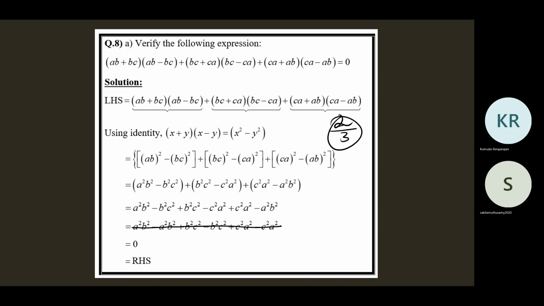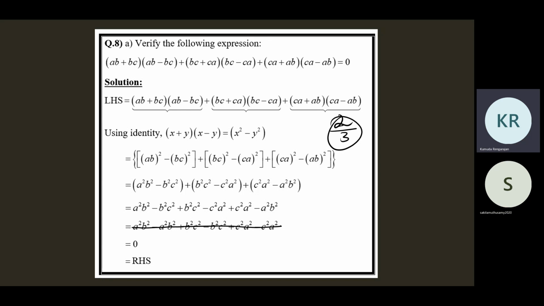No. One thing is you should not write the identity using A and B. That's important. I've told you this in the class. Because the given expression already has A, B, C in it. So we will write the identity using X and Y. X plus Y into X minus Y is equal to X square minus Y square. And you've written A is AB square. Where is AB square? B is BC square. Both are incorrect.